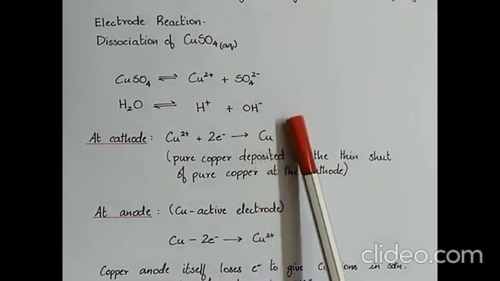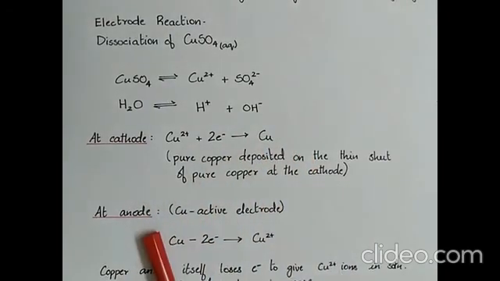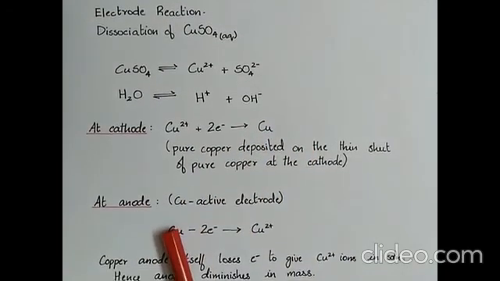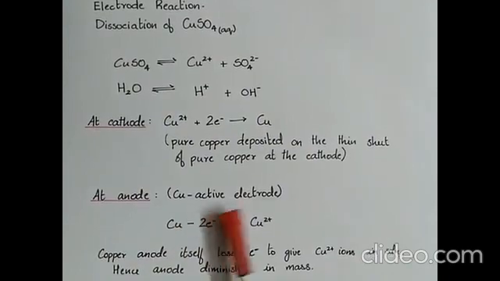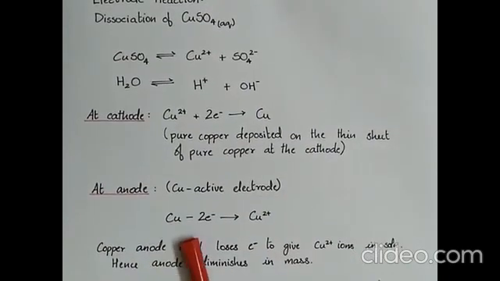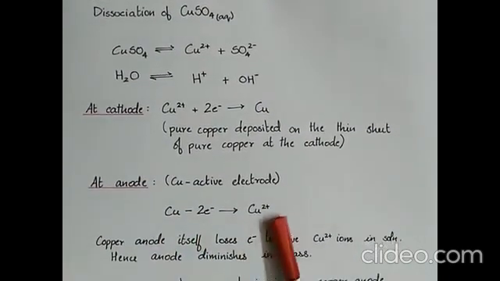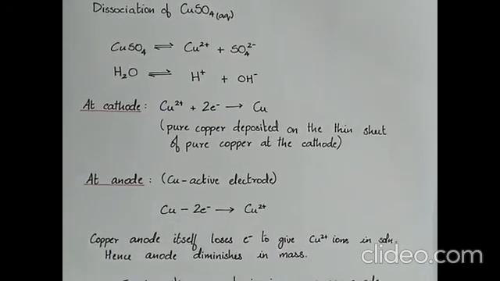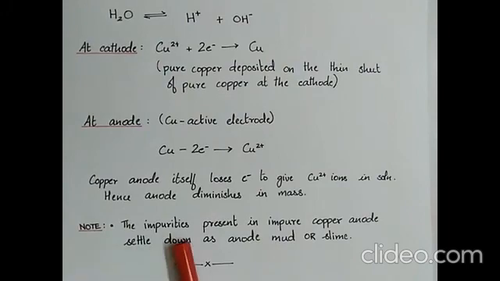Sulfate ion and hydroxyl ion move towards the anode, but neither of them are discharged because anode is an active electrode. Anode itself loses 2 electrons to form Cu2+ ions. Therefore, it diminishes in mass. A note here, the impurities present in the impure copper anode settle down as anode mud or slime, which you can see in the diagram.